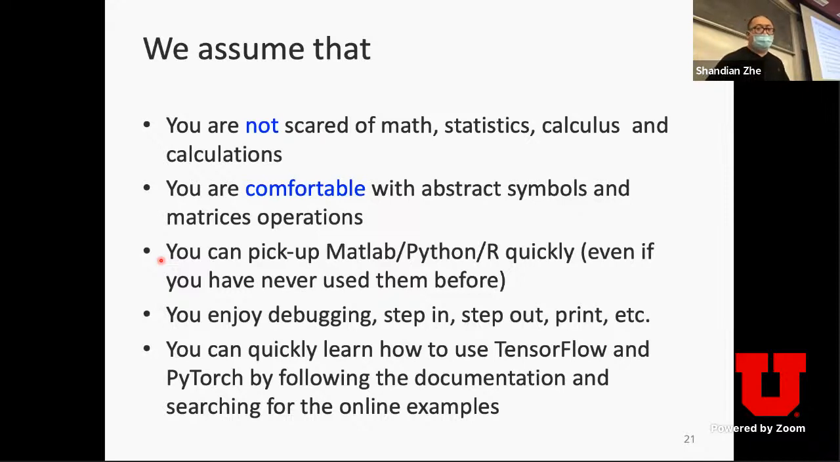Okay, we assume that you are not scared of math, statistics, calculus, and calculations. You're comfortable with abstract symbols and matrix operations. You can pick up MATLAB, Python, R quickly, even if you have never used them before. And you enjoy debugging, you enjoy step in, step out, and printing out the messages, then looking at the changes of your matrix elements to detect if there's any problem, right? And you can quickly learn how to use TensorFlow, PyTorch, and all other open source libraries by following documentation and searching for online examples.